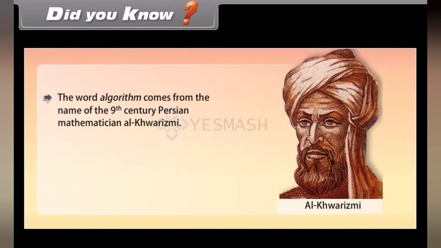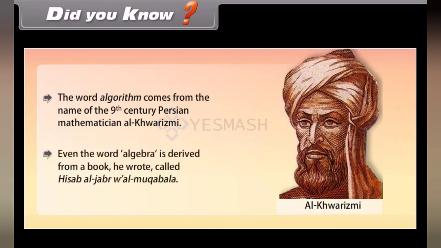Did you know? The word algorithm comes from the name of the 9th century Persian mathematician Al-Khwarizmi. Even the word algebra is derived from a book he wrote called Hisab al-Jabr wa al-Muqabala.